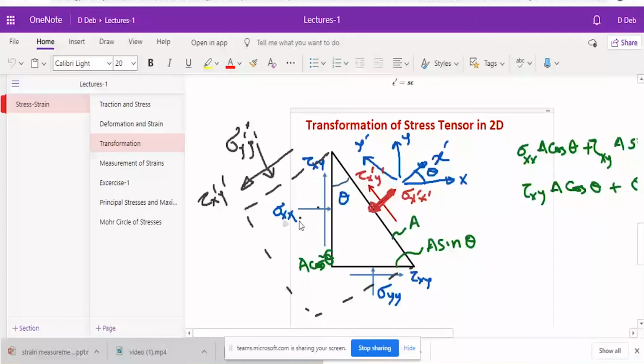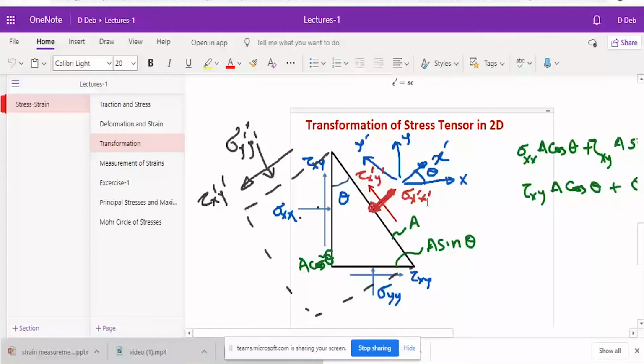Basically, you may think, where is my sigma y dash y dash? Okay, it is there, in this plane. In this plane, we only have tau x dash y dash and sigma x dash x dash. Now, there are many ways we can transform, many different methods. One of the simple methods here is to balance the force applied on this triangular element.